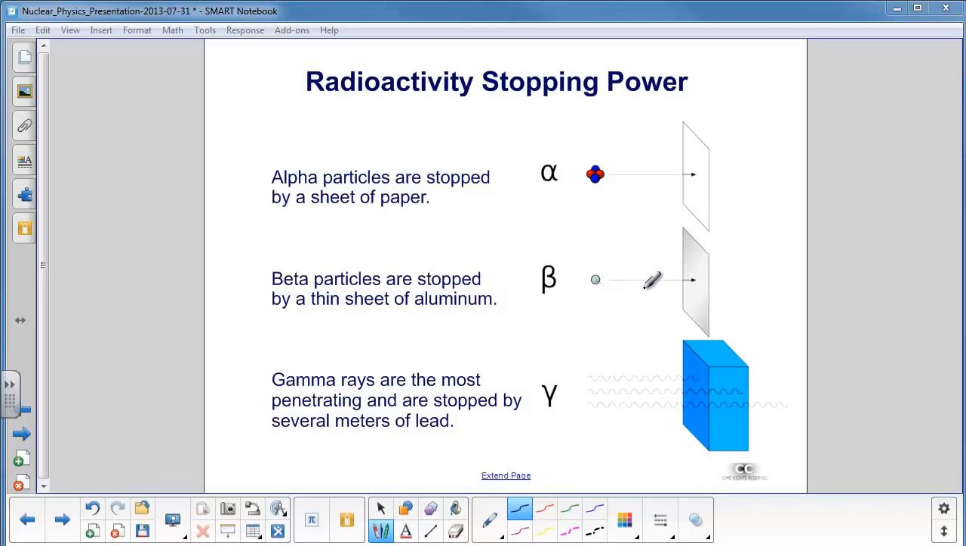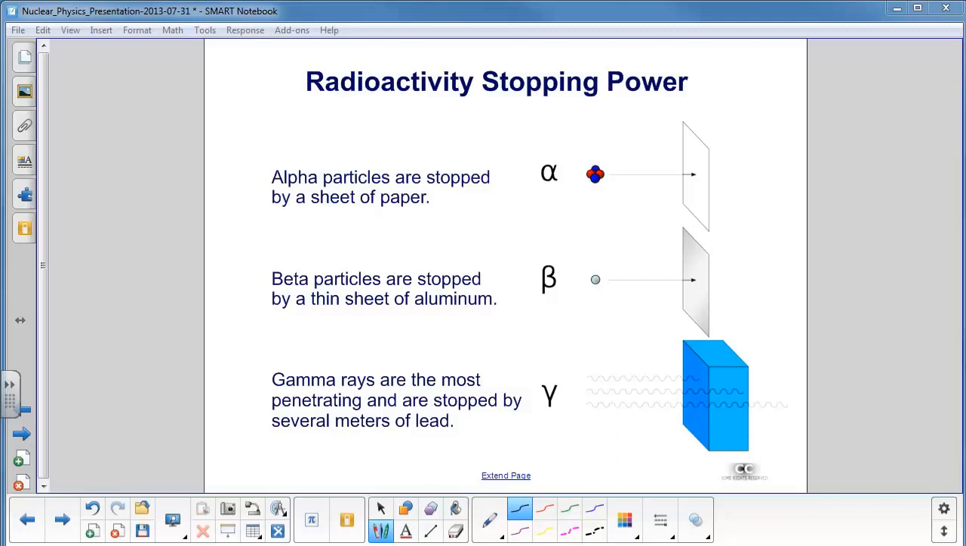Beta particles need a little more. They get stopped by a thin sheet of aluminum, so that would penetrate your skin. Gamma rays go right through you and deposit energy in your body and do tremendous damage. You need several meters of lead to stop gamma rays. So you might say, why do people worry about alpha particles and beta particles? It seems easy to protect yourself from them.